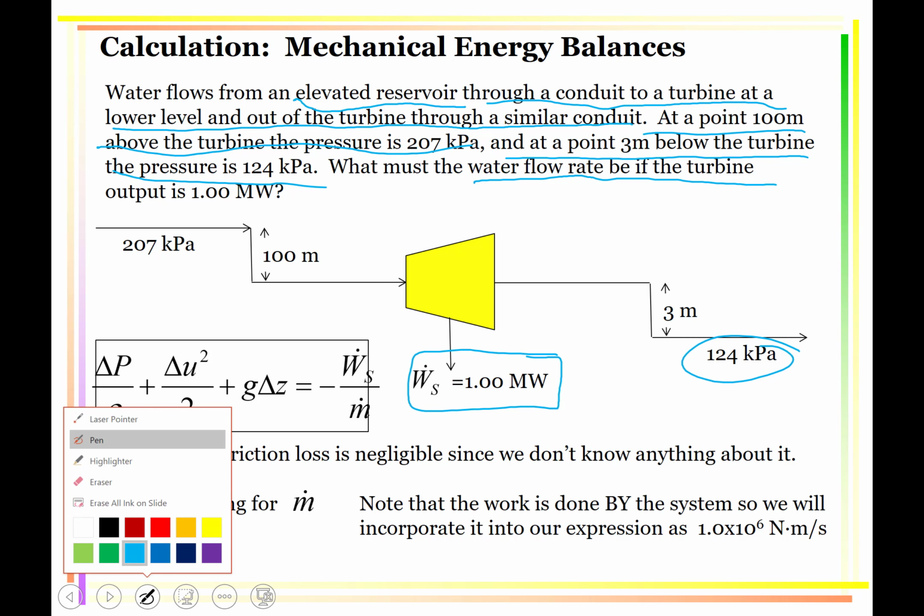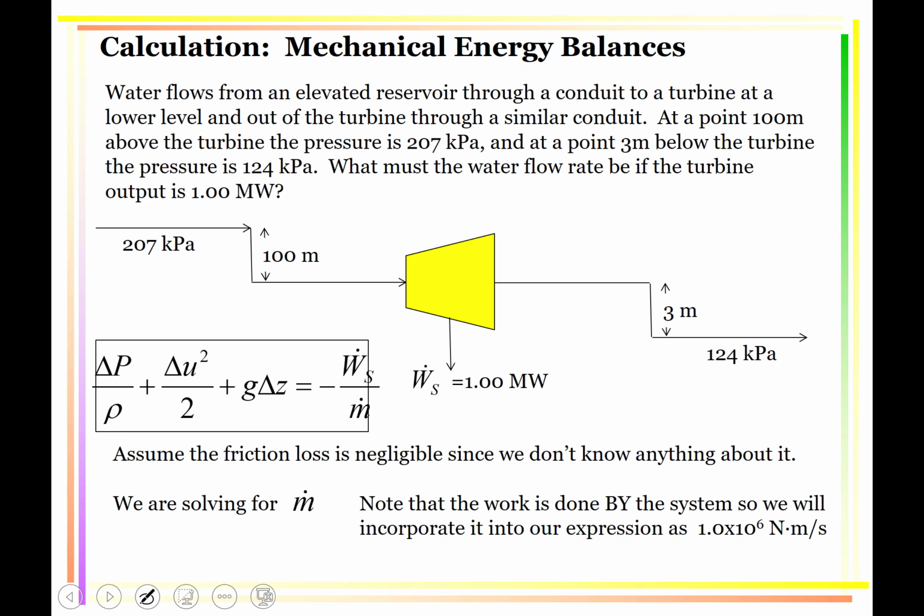All right, so let's look at this problem. We write the Bernoulli equation. We have a turbine, so we'll include the shaft work term. We're going to assume the friction loss is negligible, maybe because we don't know anything about it. So let's just ignore it for our back of the envelope calculation here. And so we're trying to find the water flow rate, so we are trying to solve for m dot.